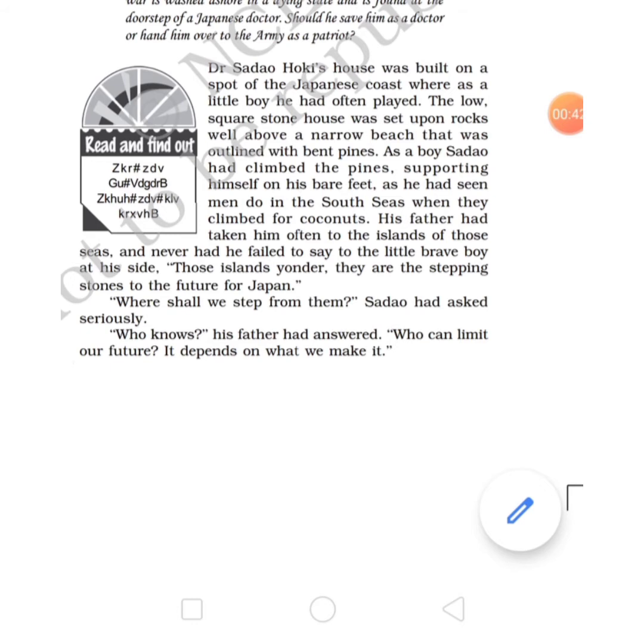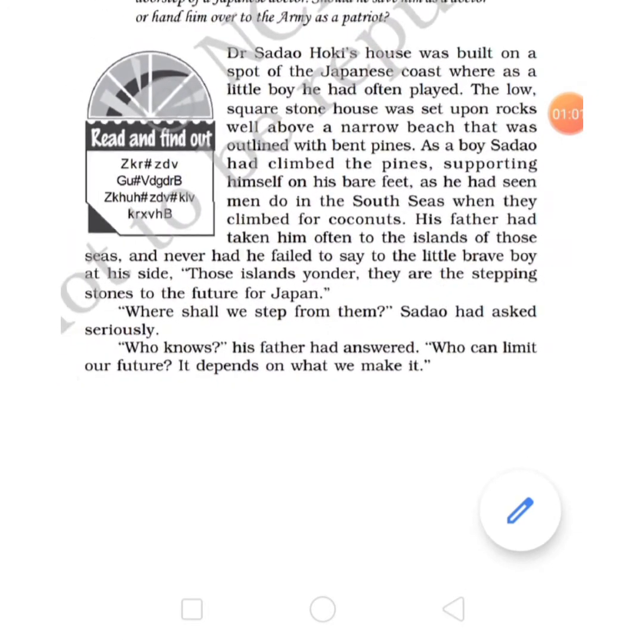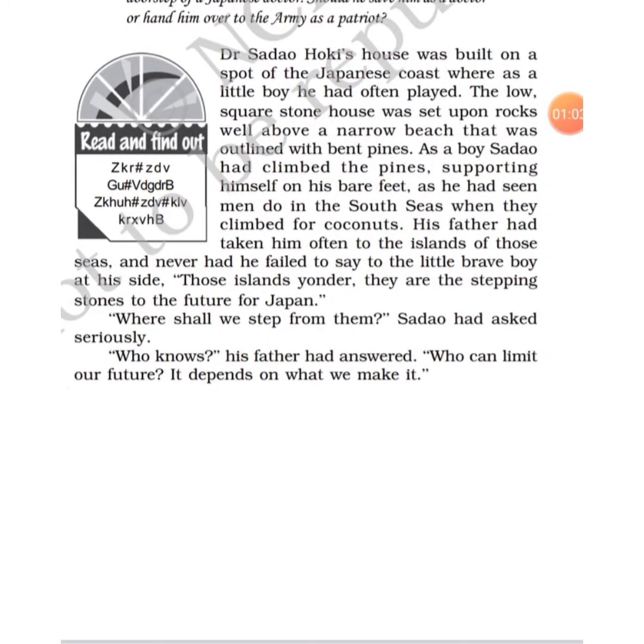An American prisoner of war is washed ashore in a dying state and is found at the doorstep of a Japanese doctor. Should he save him as a doctor or hand him over to the army as a patriot? So that was the conflict, dear student, which was taking place in Dr. Sadao's mind continuously. So as I told you, the story is set during the Second World War.